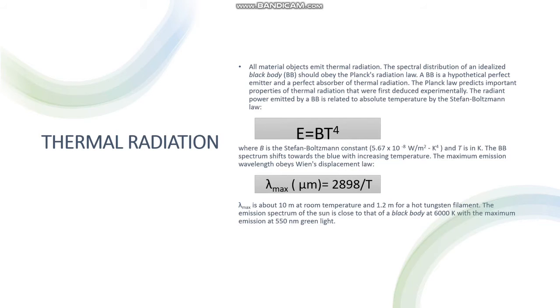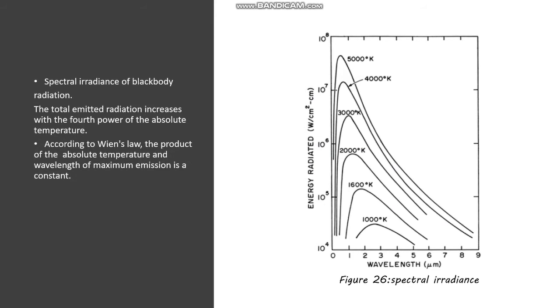The emission spectrum of the Sun is close to that of a blackbody at 6000 Kelvin, with the maximum emission at 550 nanometer green light. The graph is spectral irradiance of blackbody radiation. The total emitted radiation increases with the fourth power of the absolute temperature. According to Wien's law, the product of the absolute temperature and wavelength of maximum emission is a constant.